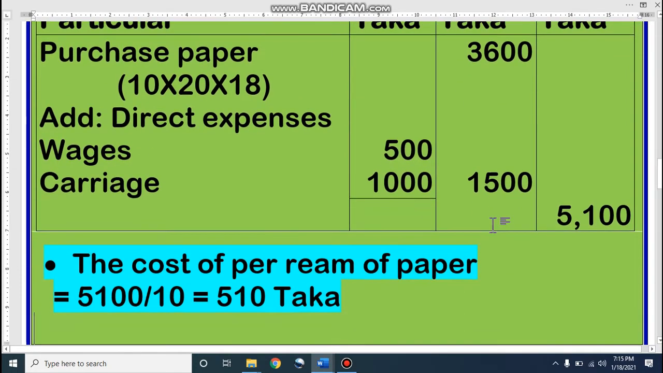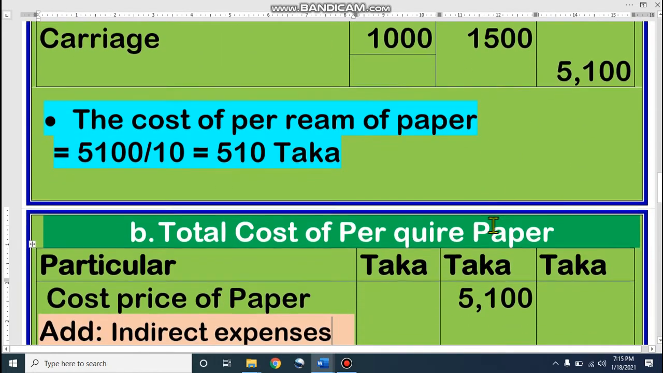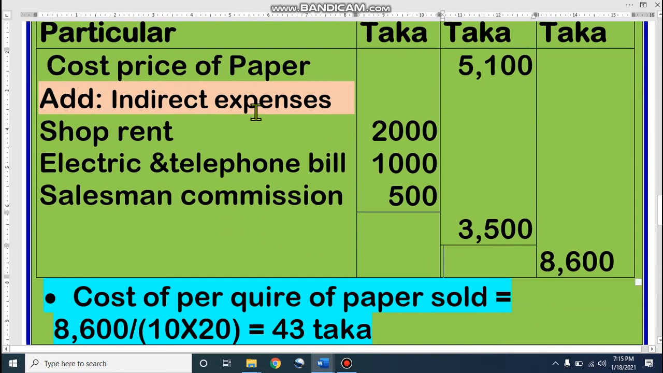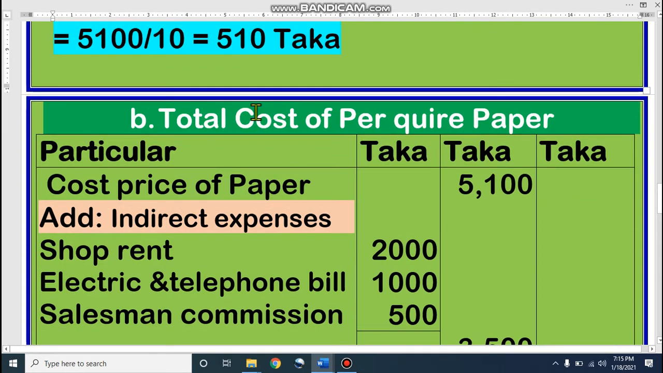This is cost price. Now cost price per ream: we have purchased how many ream? 10 ream. Total cost price is 5100. That means cost per ream is 510 taka. This is requirement A.